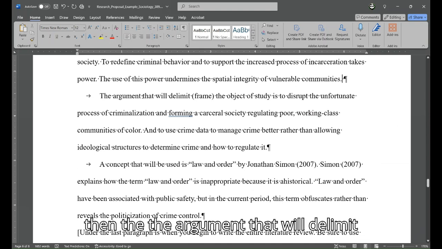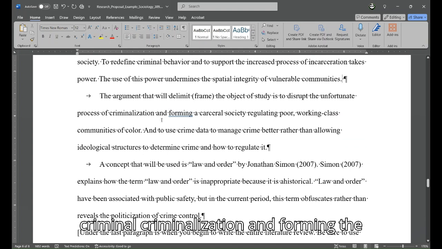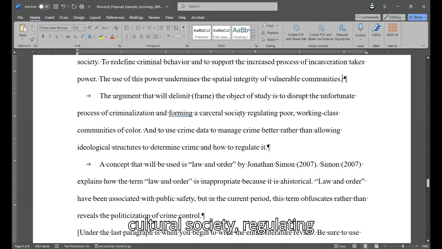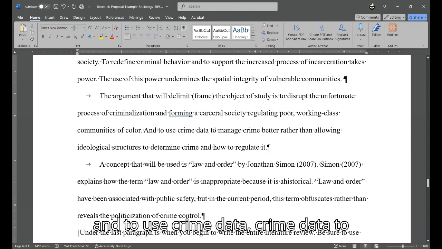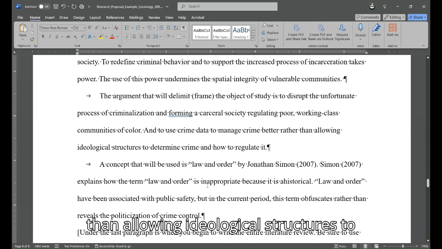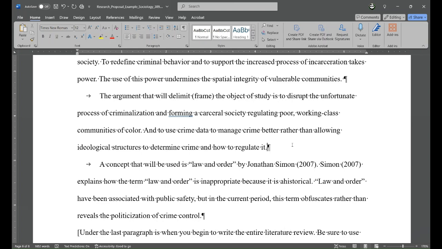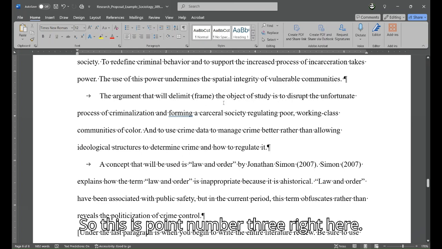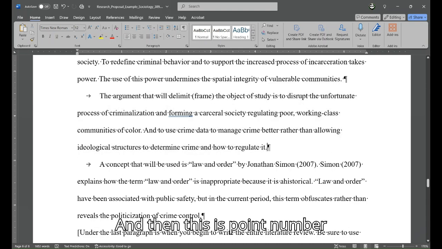And then the argument that will delimit or frame the object of study is to disrupt the unfortunate process of criminalization and forming a carceral society, regulating poor working class communities of color, and to use crime data to manage better rather than allowing ideological structures to determine crime and how to regulate it. And that's actually point number three, right? So this is point number three right here. And then this is point number four.